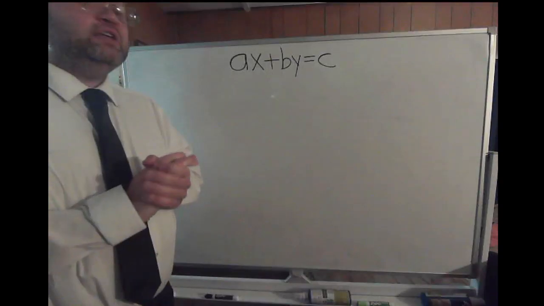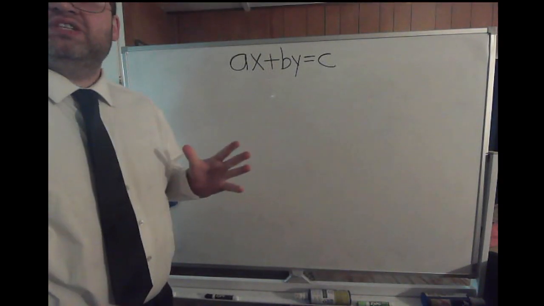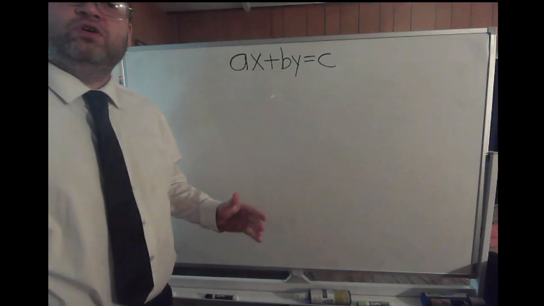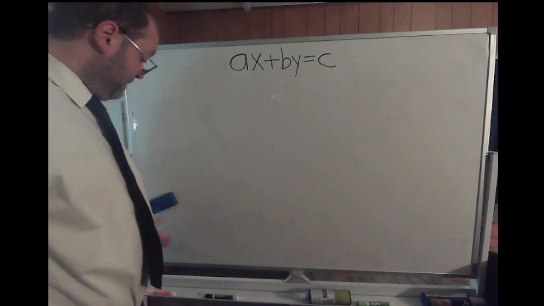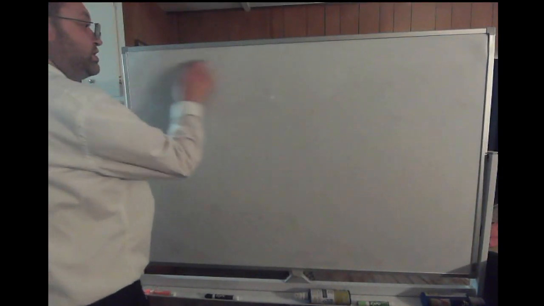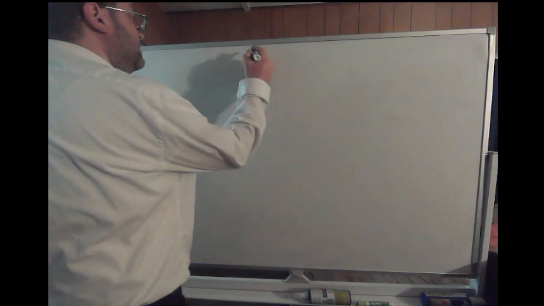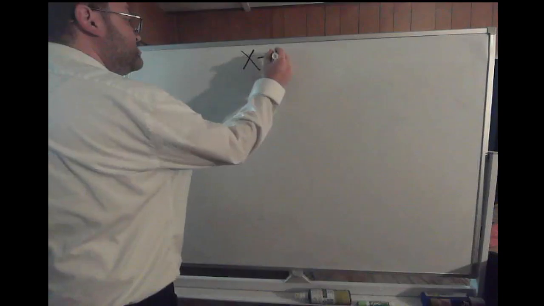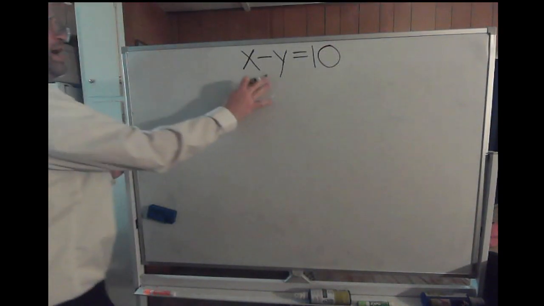Now, as we go into future lessons, we'll talk about other forms such as slope-intercept form and point-slope form. But for today, we're only going to worry about standard form. So we're going to get started graphing some lines here, okay? Let's start with our first one. We have x minus y equals 10. Okay, we want to graph that.